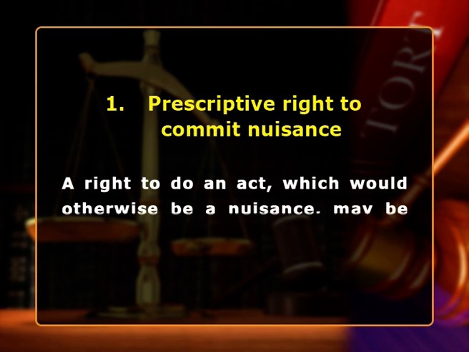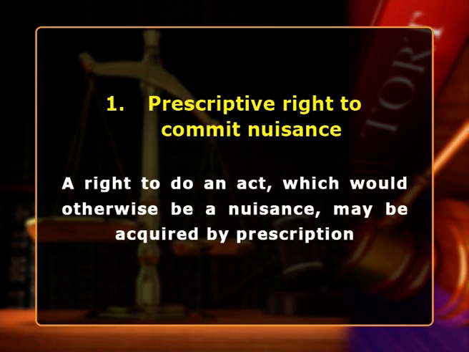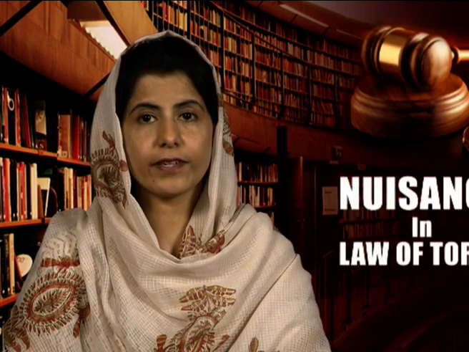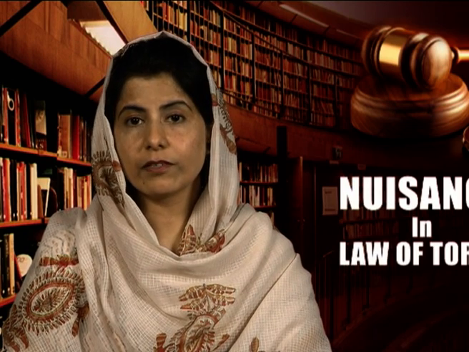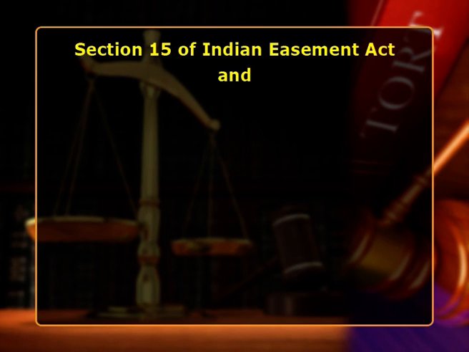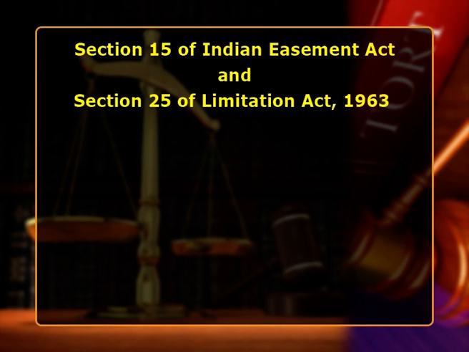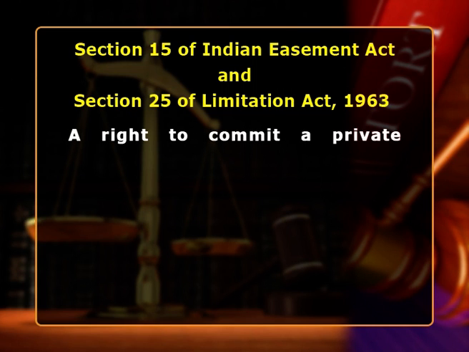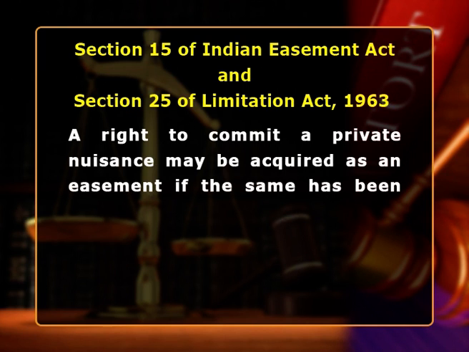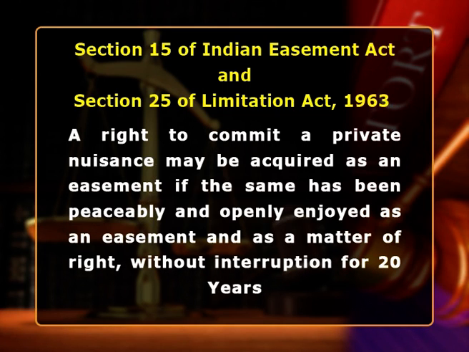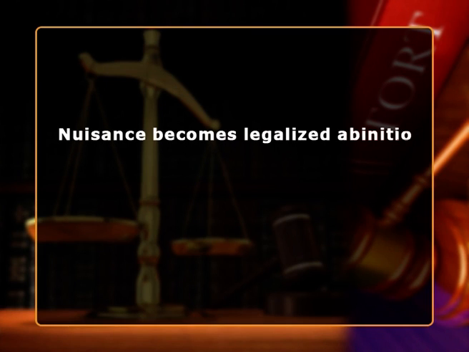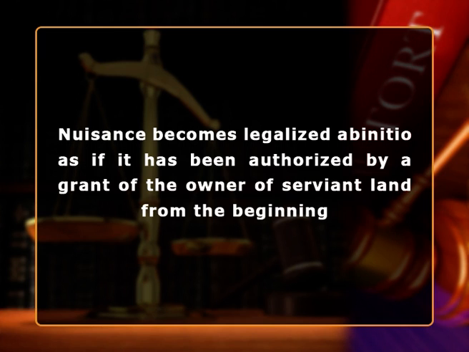A right to do an act which would otherwise be a nuisance may be acquired by prescription. If a person has continued with an activity on the land of another person for 20 years or more, he acquires a legal right by prescription to continue therewith in future also. Section 15 of the Indian Easement Act and Section 25 of the Limitation Act 1963 say a right to commit a private nuisance may be acquired as an easement if the same has been peacefully and openly enjoyed as an easement and as a matter of right without interruption for 20 years. On the expiration of this period of 20 years, the nuisance becomes legalized ab initio, as if it had been authorized by a grant of the owner of the servient land from the beginning.